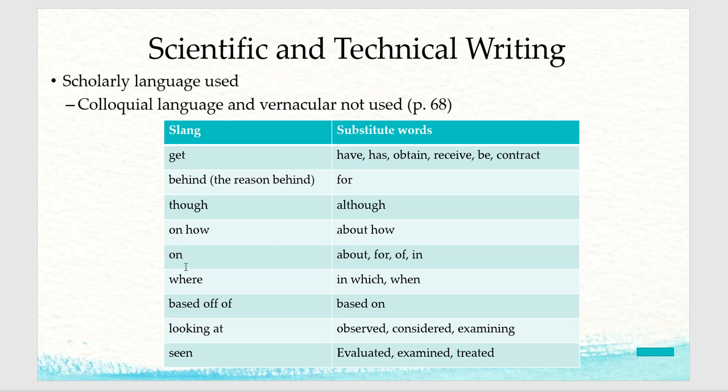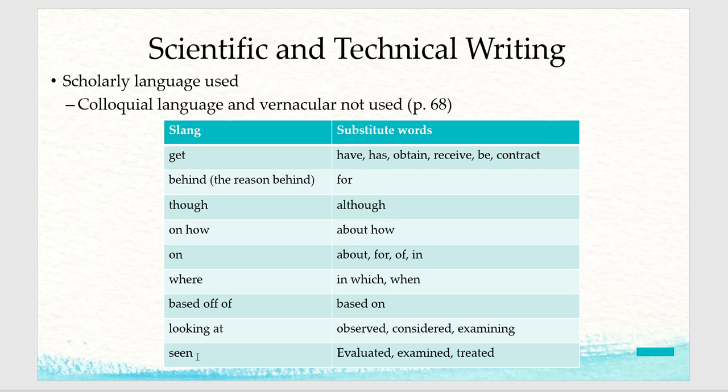I already went over on. Substitute words are about, for, of, in. And then where means location, so you can change it to in which or when. And then this phrase "based off of" should be "based on." Looking at is also slang. You can use observed, considered, examining.